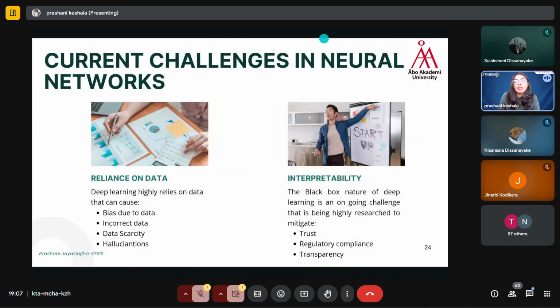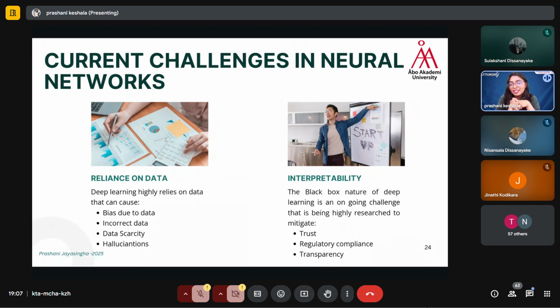As I said, there are two big challenges with neural networks currently. One is reliance on data and one is interpretability. By reliance on data, I mean that even large language models, I think recently even in WhatsApp, was it Sam Altman who said they're going to use data from WhatsApp groups, I guess. Large language models are highly reliant on data because they are majorly natural language processing problems.